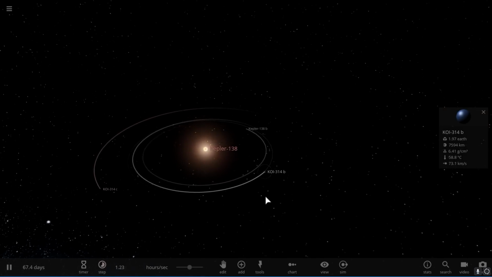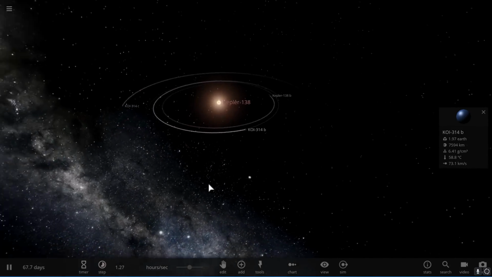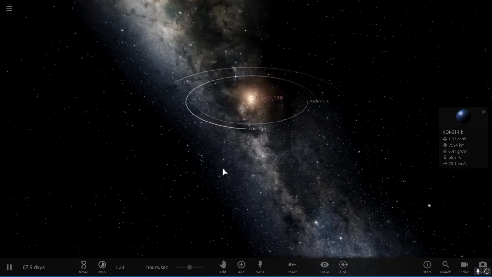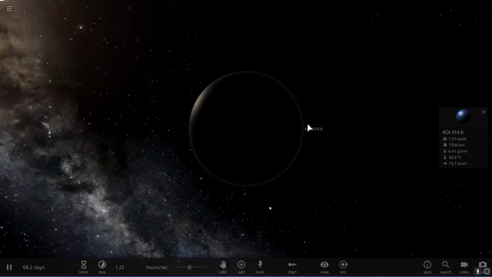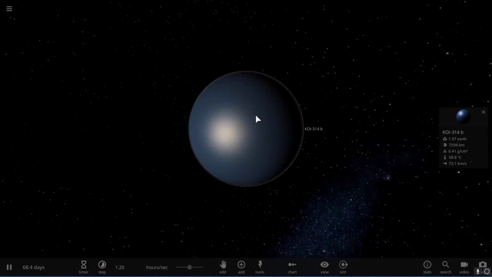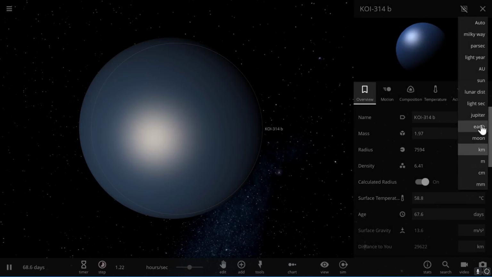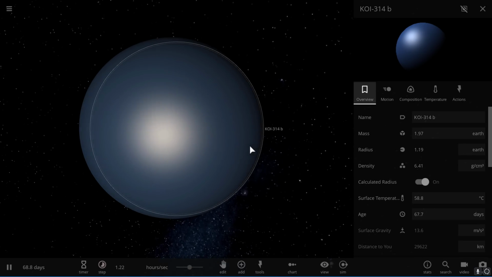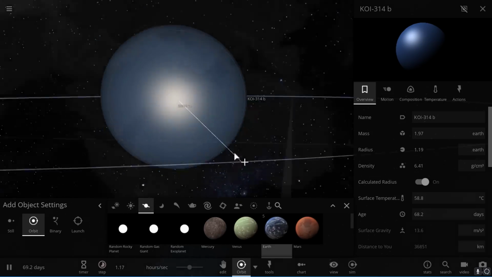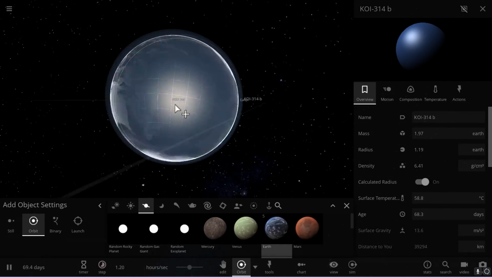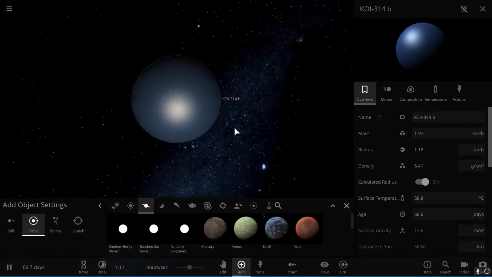The planet that's right here in the middle, known as KOI-314b, KOI stands for Kepler Object of Interest, is more massive than Earth. As a matter of fact, it's almost double the mass of Earth, and it's about maybe 1.2 sizes of Earth, so it is quite comparable in size to our own planet. So this is kind of what Earth would look like if I were to position it right next to this planet. So it's relatively similar in size, but more massive.